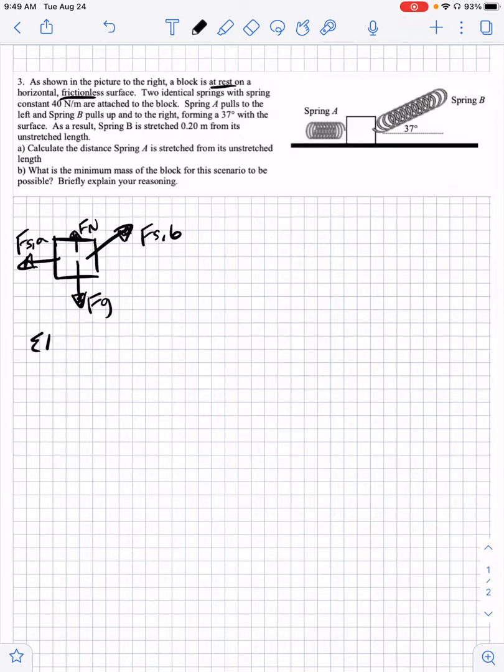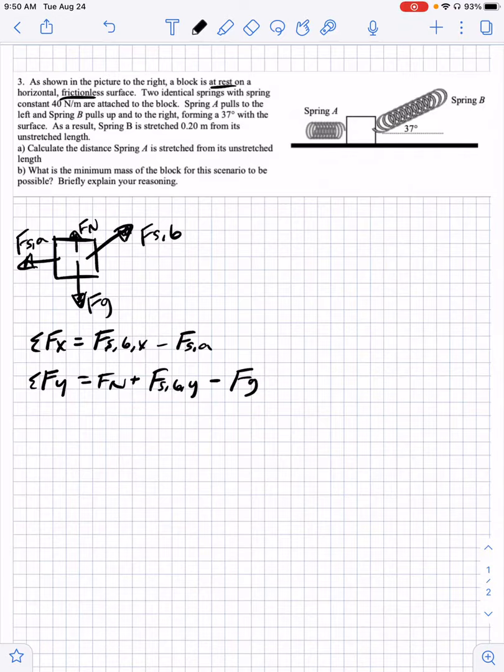So in the x direction, we have the x component of that spring B. So force of spring B, and I'm going to put x, minus force of spring A. And then in the y direction, so net force in the y direction, we have the normal force plus the y component of spring B minus the weight. So there's our net force equations.